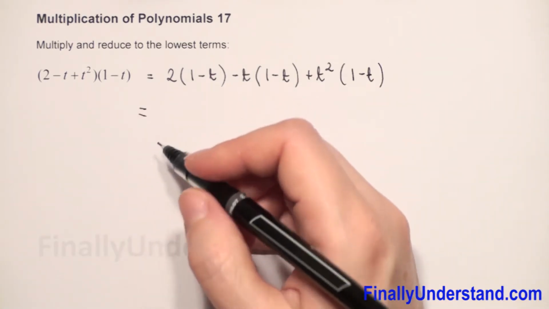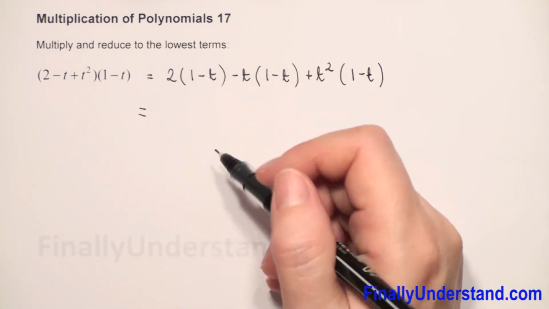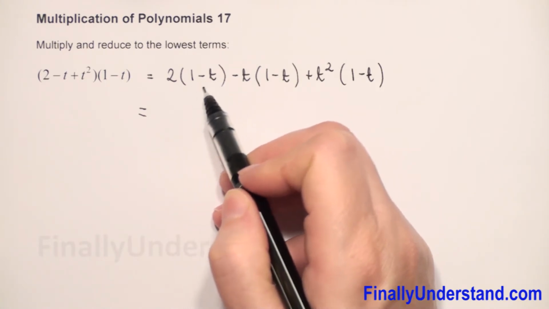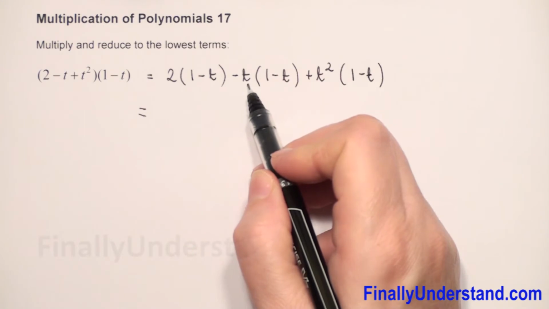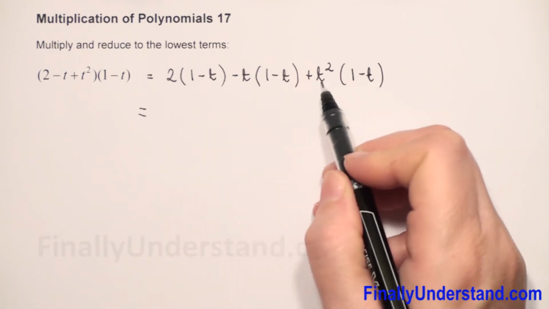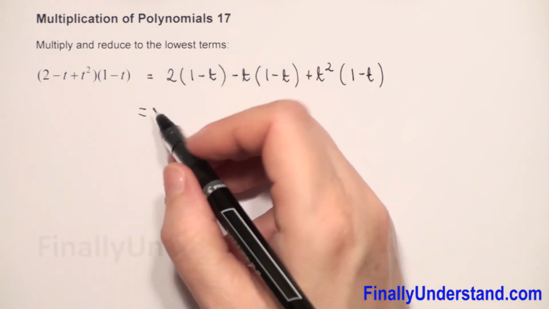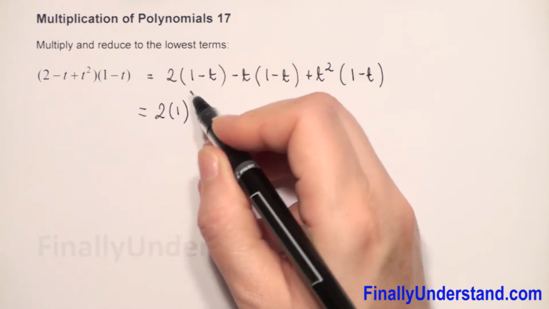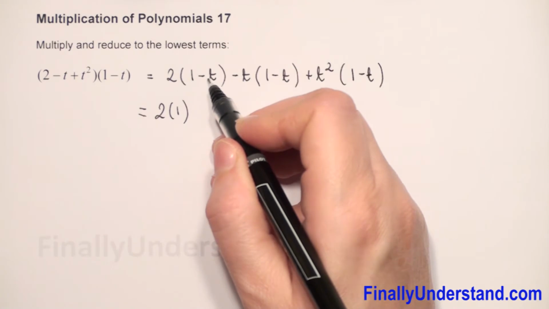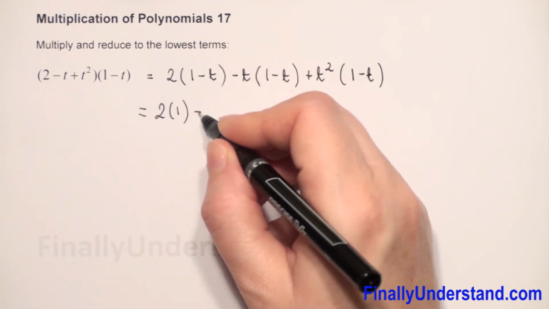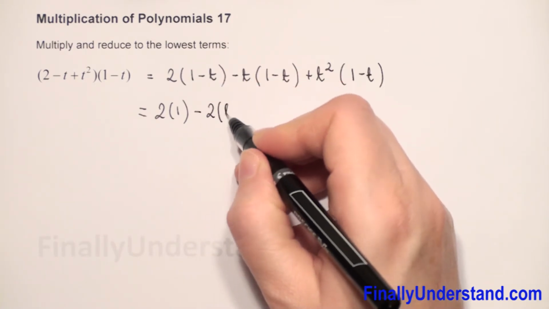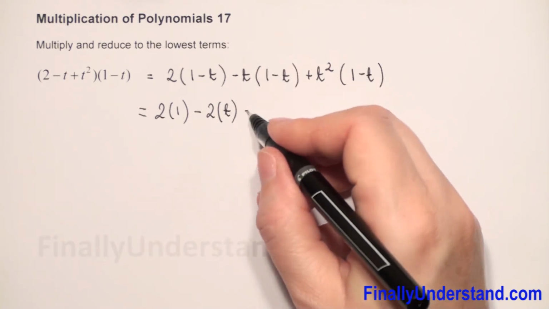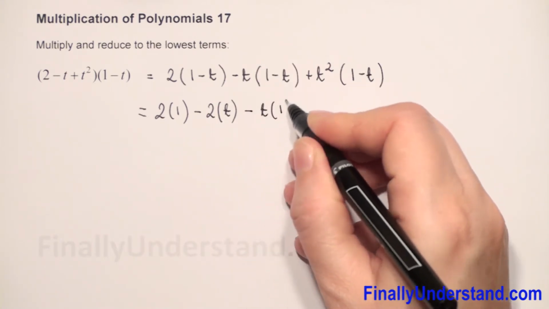Now we have to use the distributive law of multiplication. We have to first distribute 2 over each term in the binomial. Next we have negative t, we have to distribute, and t squared we have to distribute. So 2 times 1, and we have 2 times negative t, so positive times negative gives me negative, 2 times t. And next we have negative times positive, so it will be negative t times 1.